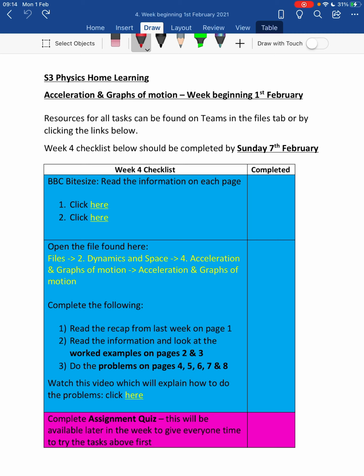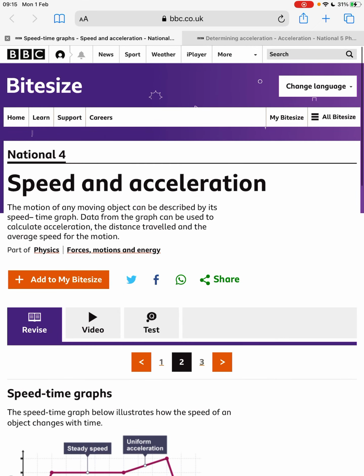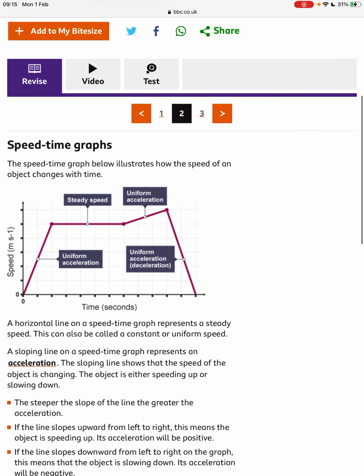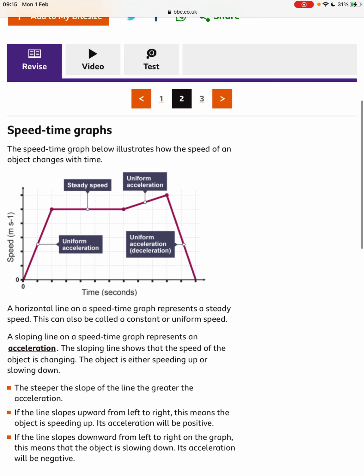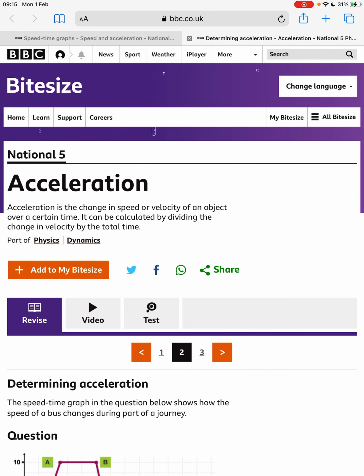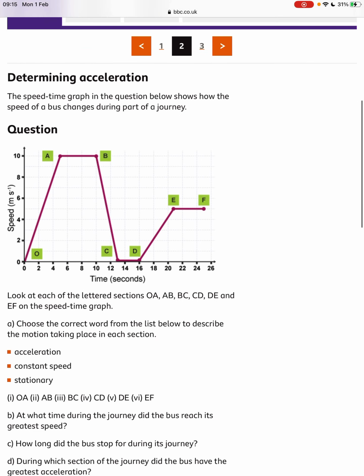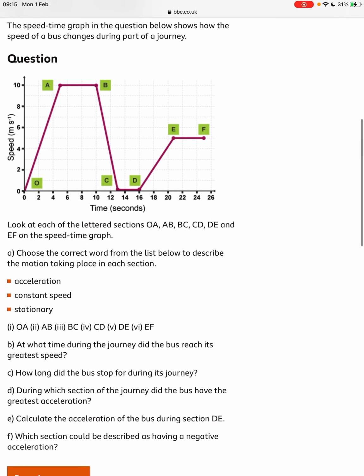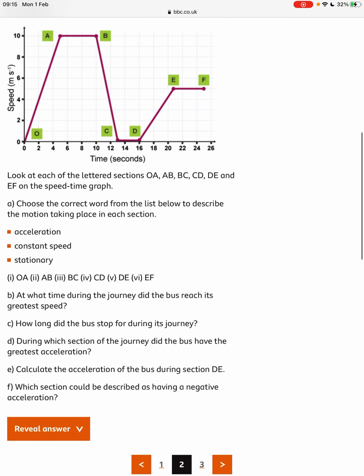You will find this week's checklist in the Files tab. The first task is to read the information on these 2 pages of BBC Bitesize. Click on the links here and here, and you will first of all be taken to this page on speed and acceleration. It will give you a recap on what we've learned so far about these quantities and about speed-time graphs. The second link will take you to this page that gives you a worked example showing you what we've learned about describing motion from a speed-time graph and also how we determine acceleration using a speed-time graph.